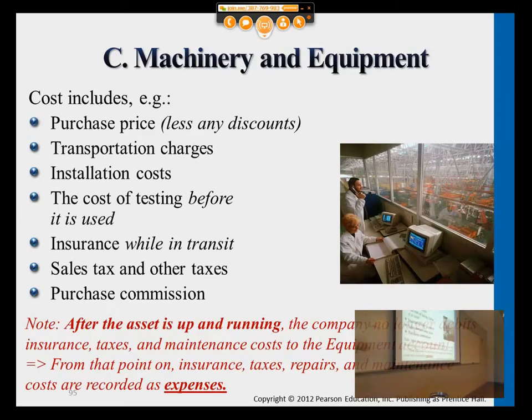Now another case is after the asset is up and running, any major repair, like changing the entire engine, a major part of the equipment that extends the lifetime of the asset for an additional year or two. As long as it's more than a year, it goes into the asset account again. So overall, your T account for equipment later on will be the original $10,000 plus that major repair, $5,000.